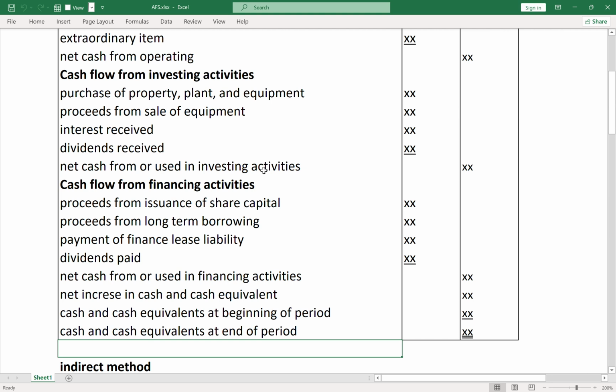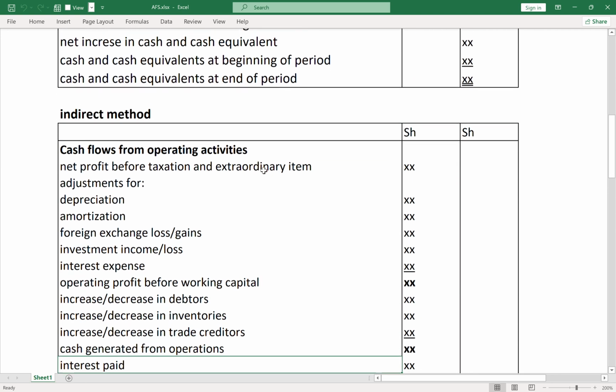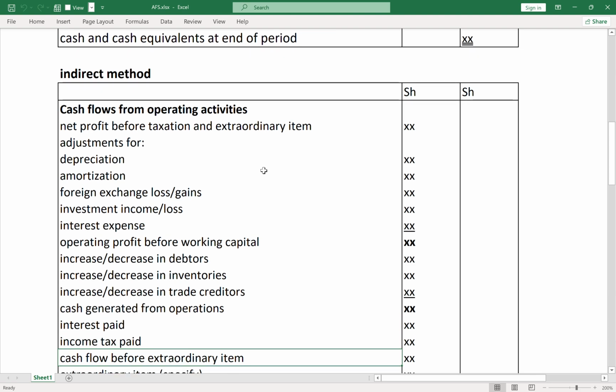So let's continue. That was the direct method. Let's look now at the indirect method for a non-financial institution enterprise. As you can see, we have the same scenario. You have to start with the cash flow from operating activities.